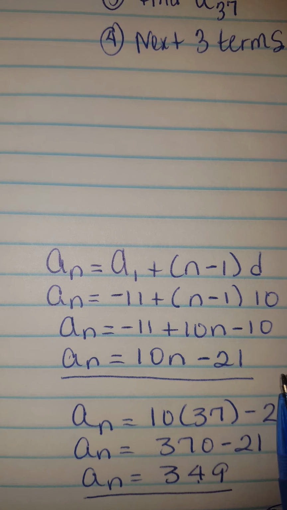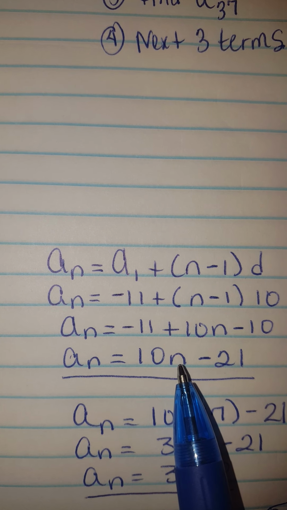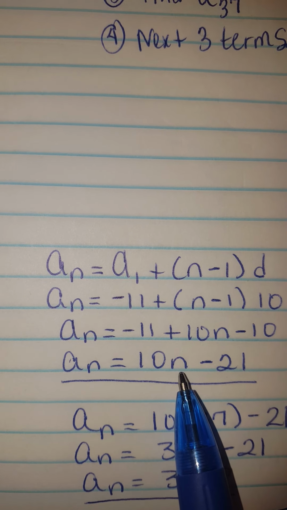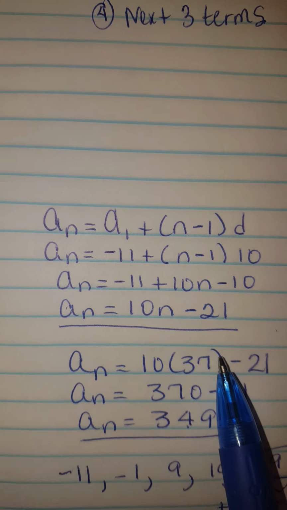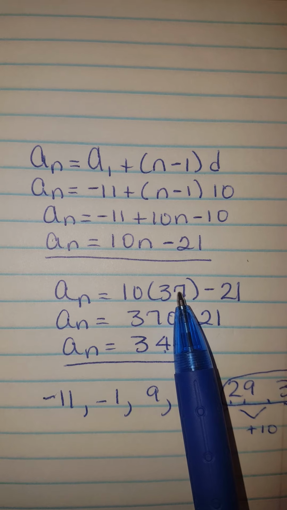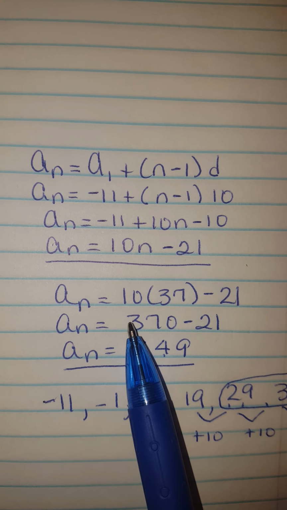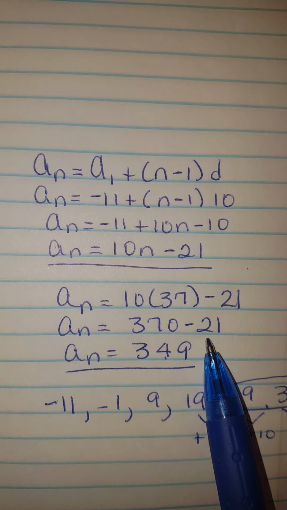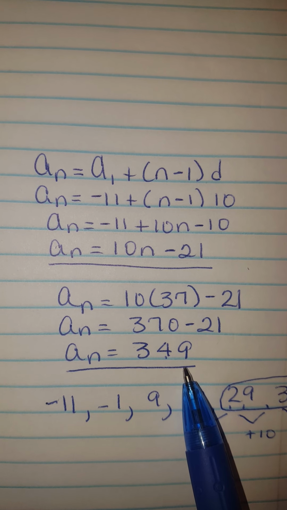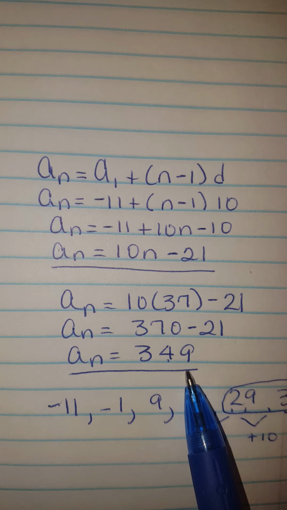The next thing I'm going to do is take this equation and find the term that they've asked me to find in the problem, which is the 37th term of the sequence, replacing the n with 37. Again, you can see me do the work mathematically, multiplying here and then subtracting. The 37th term is 349.